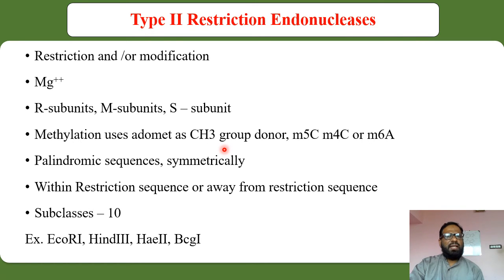And whatever these particular restriction endonucleases are, the restriction endonuclease will always identify the palindromic sequences. Palindromic sequences are nothing but symmetric sequences. And what are the palindromic sequences? A palindromic sequence is nothing but if you read in one direction or if you read in the opposite direction, it will be the same. And that's why it is called the palindromic sequence. Take for example DEED, I am writing here D-E-E-D.